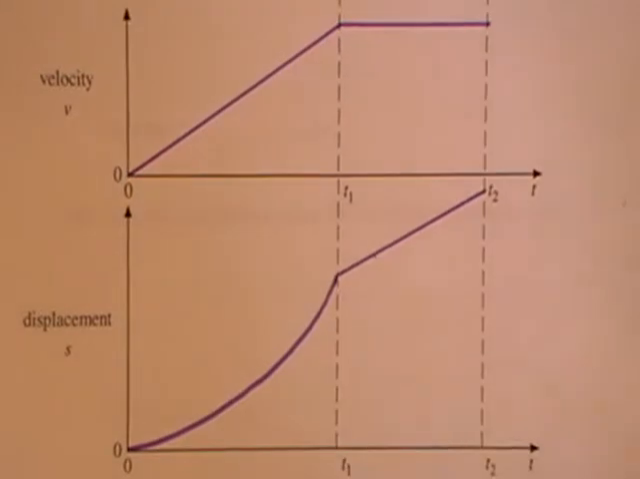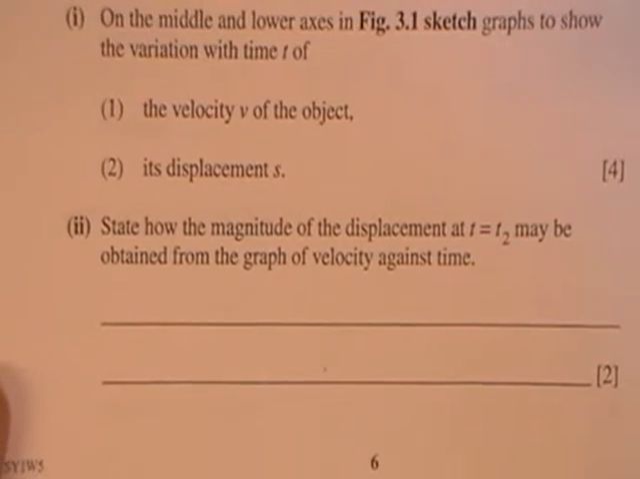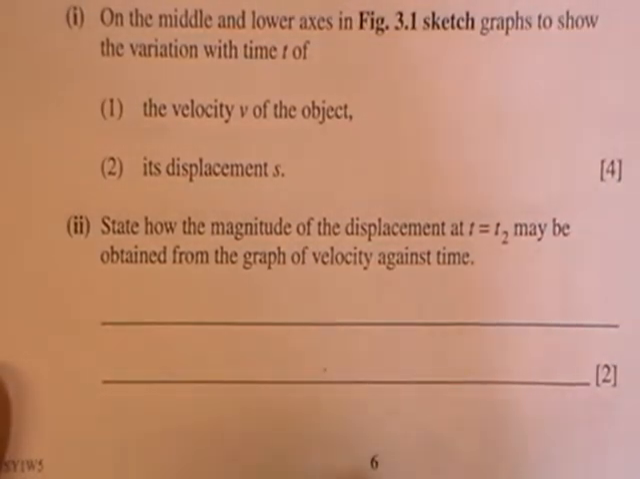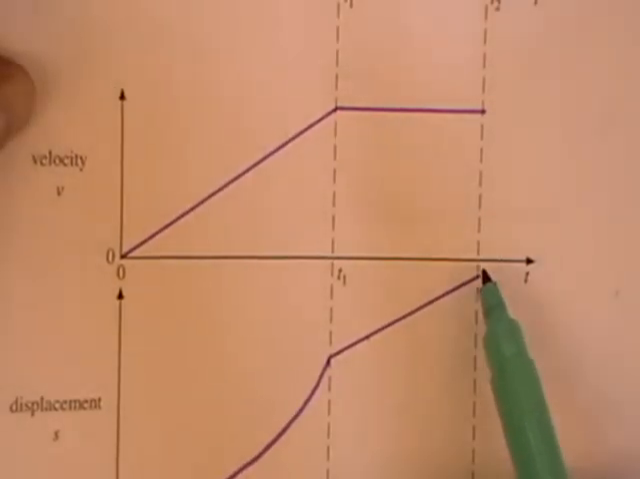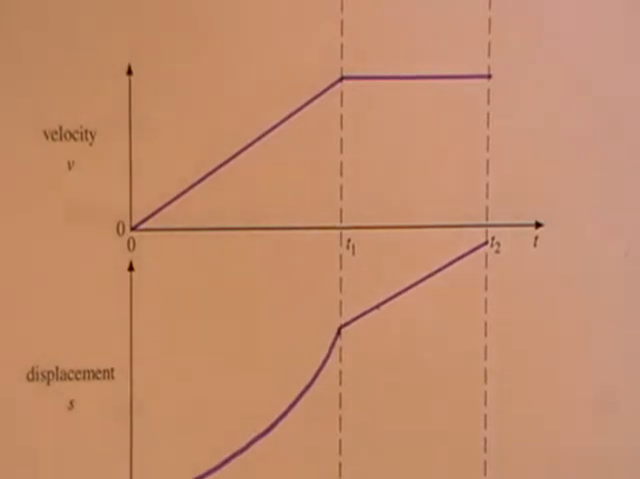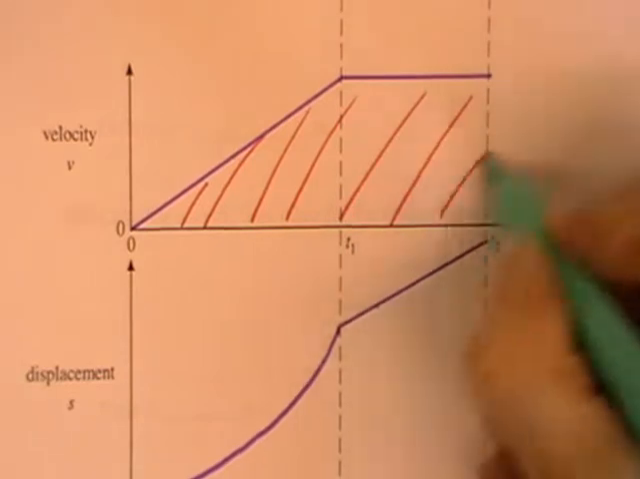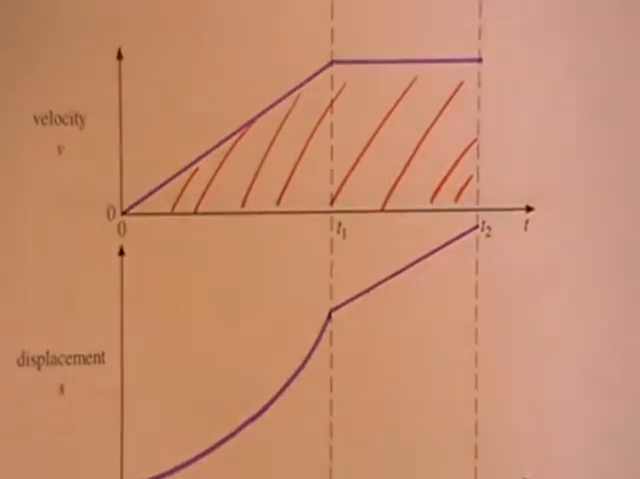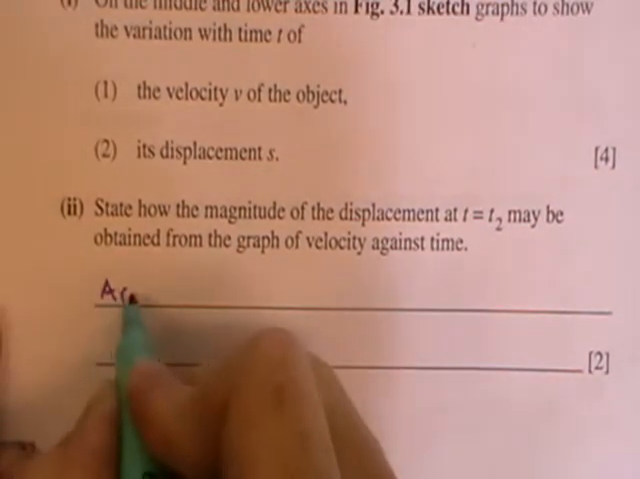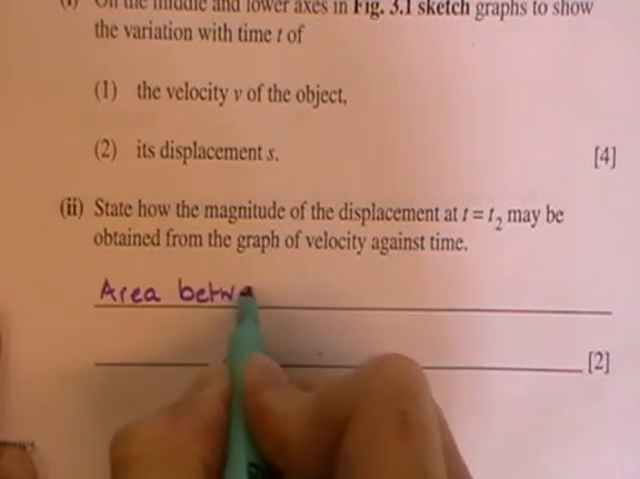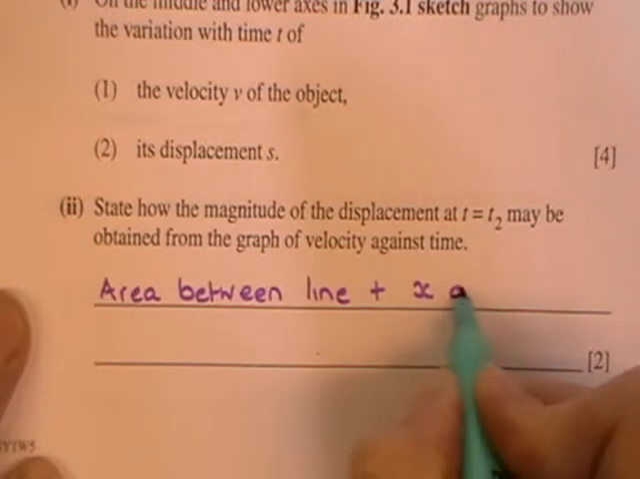Part 2, and this question again has come up for the last couple of years. State how the magnitude of the displacement at time t equals t2, which is this one here, may be obtained from the velocity against time graph. And that is, of course, the area underneath the graph. So you either shade it in and explain it's the area of the shaded part, or you just write down that it's the area between the line and the x-axis or time axis.